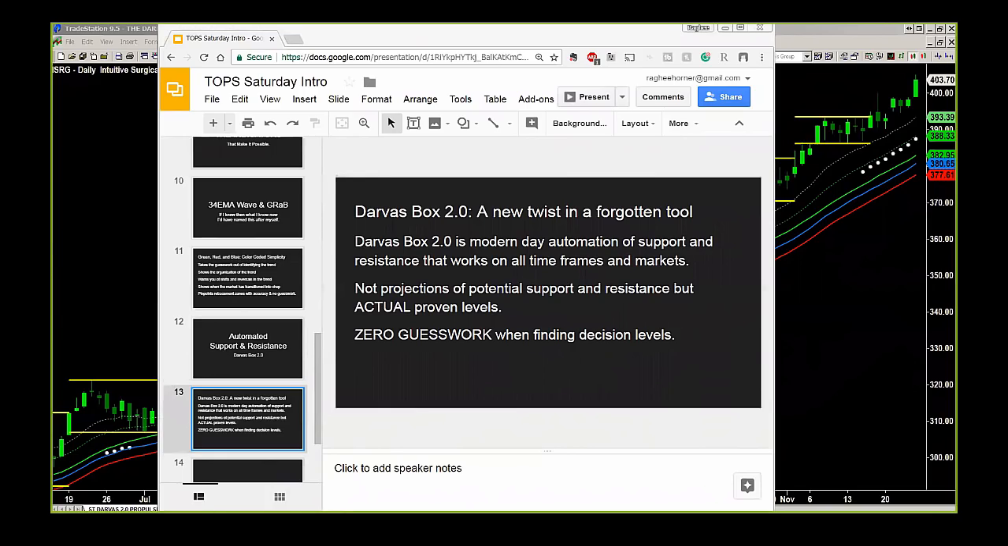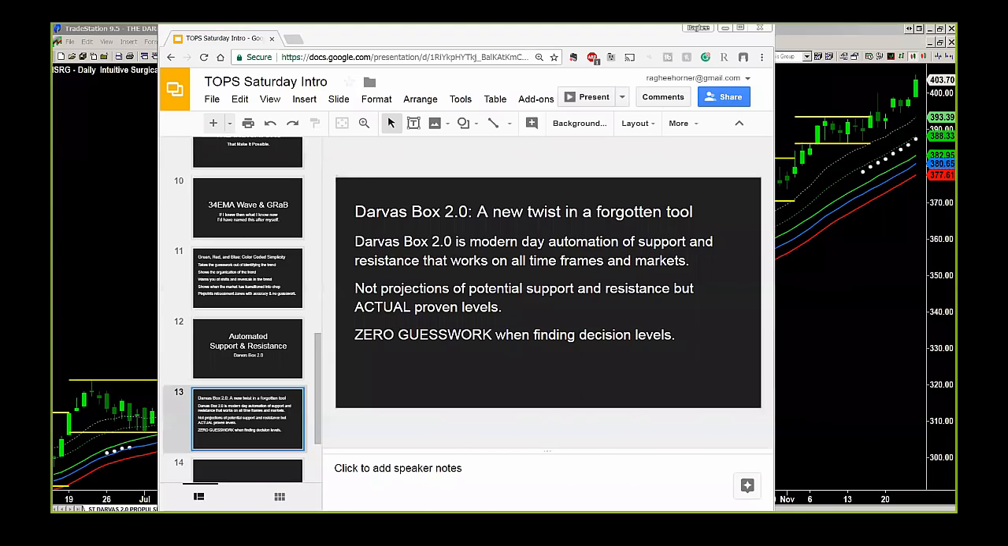How many of you have ever heard of Nicholas Darvis and the book How I Made $2 Million in the Stock Market? It was published in the 60s. He was a Hungarian dancer, and he discovered a methodology by which he would use minor highs and minor lows and basically a 4-day cycle to identify major turning points in the market.